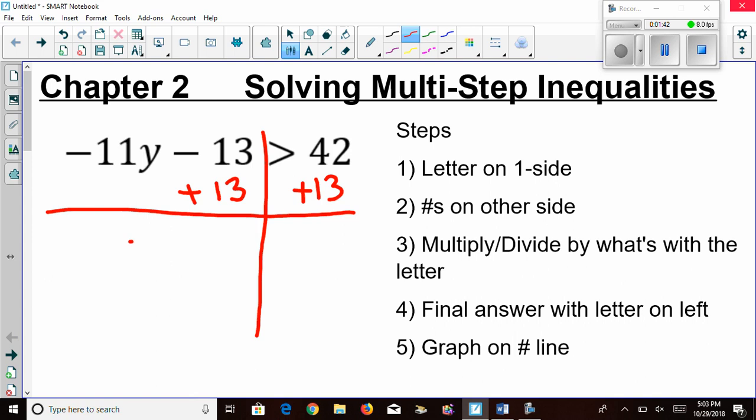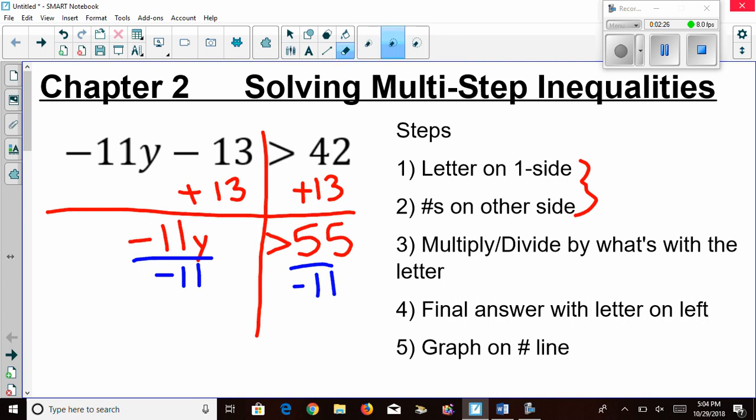On the left, that leaves me with a negative 11y, and then is greater than 55. So that was step one. Actually, for this one, step one and step two combined. Next, I need to multiply or divide by the number with the letter, the number in front of the variable, what we call our coefficient. Since it is negative 11 times y, I am going to divide by negative 11.